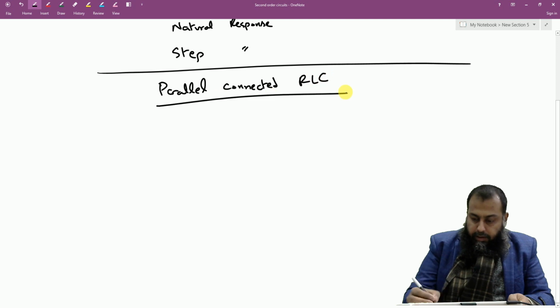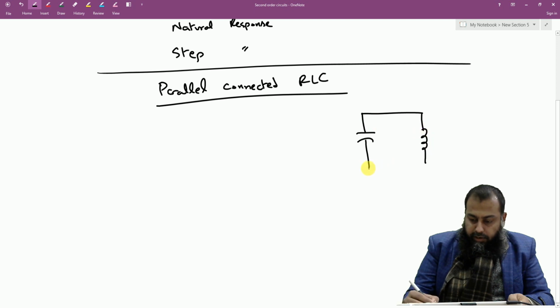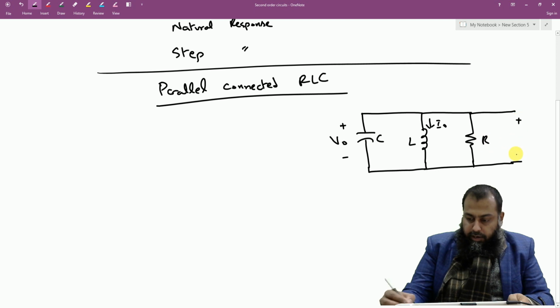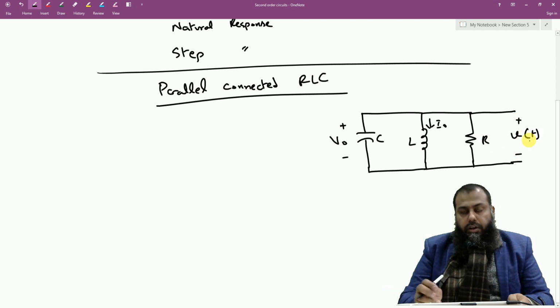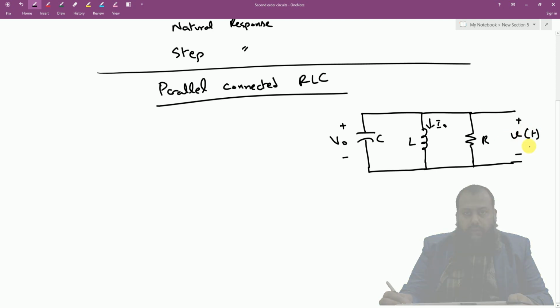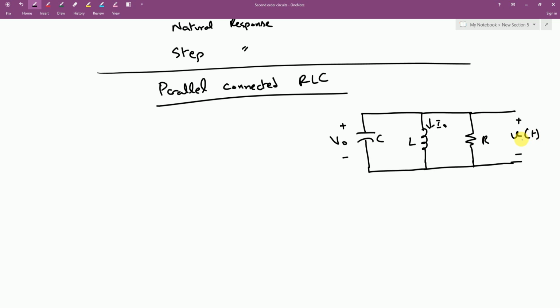Let us start with the parallel connected RLC circuit. So we have one capacitor, then we have an inductor, and then we have the resistance. The voltage across this capacitor is V naught, I naught is the current flowing through this inductor L, and this is the resistance R, and here we have this V(t). In all parallel connected networks, the goal is to find this voltage V(t). Notice that there are two energy storage elements connected in this circuit.